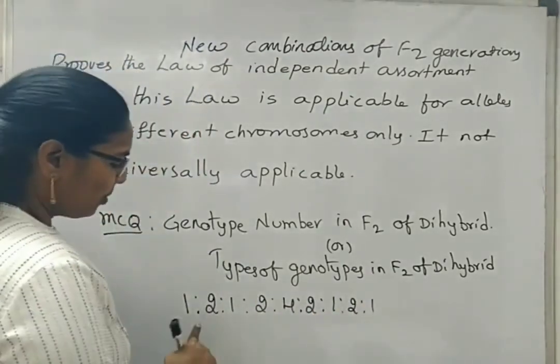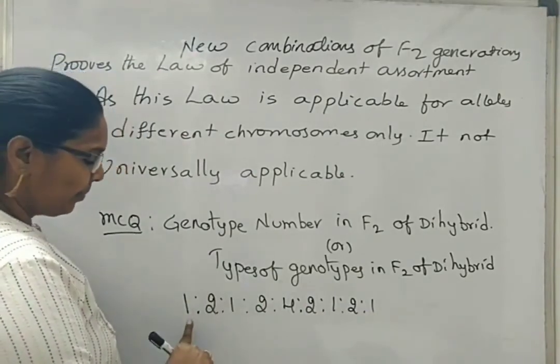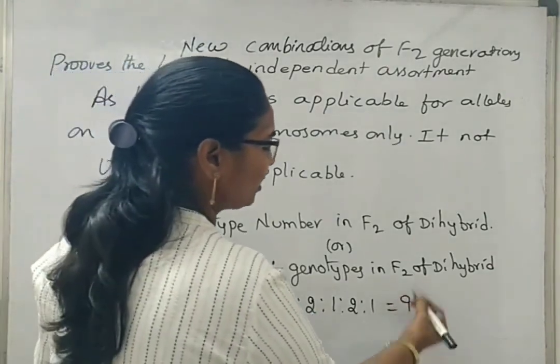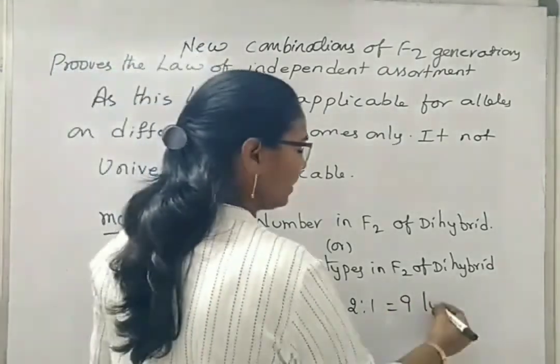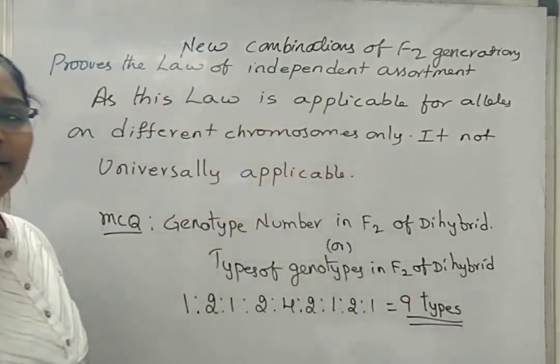Okay, so how many types? 1, 2, 3, 4. I'm not counting the numbers, I'm telling the types. 1, 2, 3, 4, 5, 6, 7, 8, 9. So genotypically, what is the number? 9 types of different arrangement of alleles. This one you can learn as an MCQ.